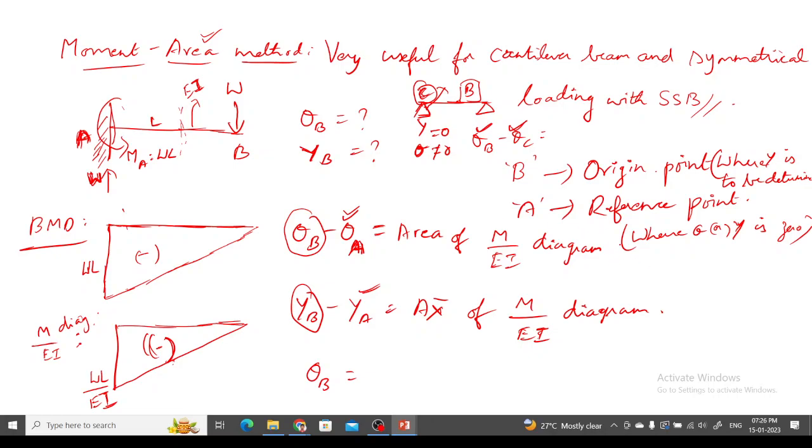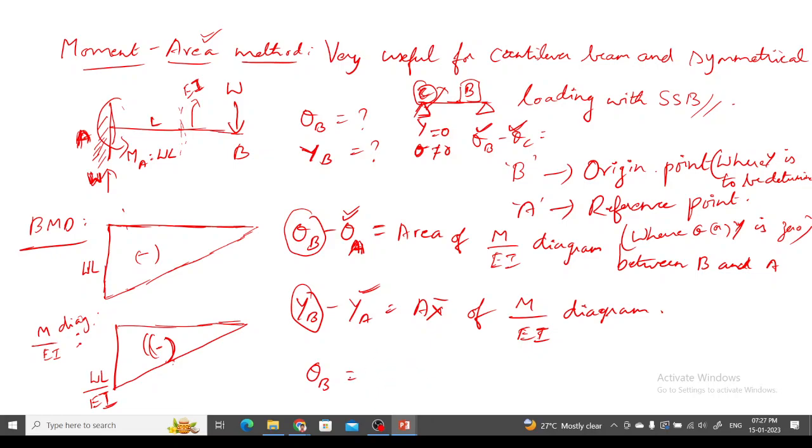This is the area of the M by EI diagram. WL square by 2EI. That's the correct answer. And the direction you have to specify, right? Whether it's clockwise or anti-clockwise direction. Slope. Clockwise. Yes. So with sign convention, you can write it here.